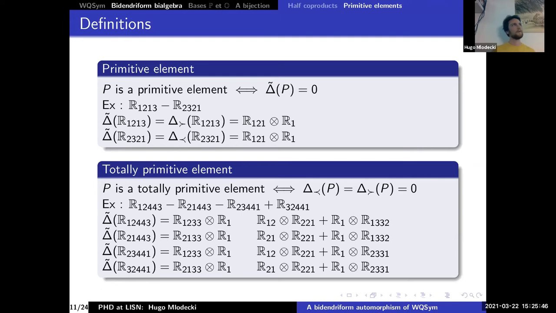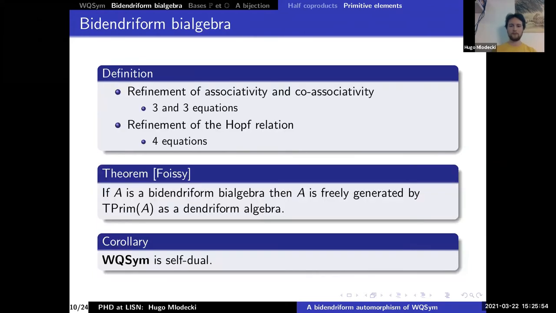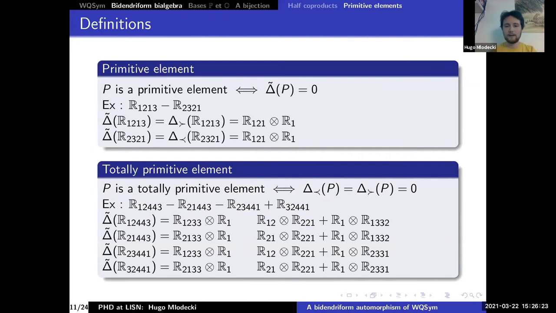Well, primitive elements actually, if we come back to the previous theorem, we got that primitive elements freely generate the algebra as a word algebra. I don't remember, but it also freely generates the whole algebra, but actually here we can see that all totally primitive elements are primitive elements, but yes, the opposite is not true. So we have a smaller set that generates freely the whole algebra.